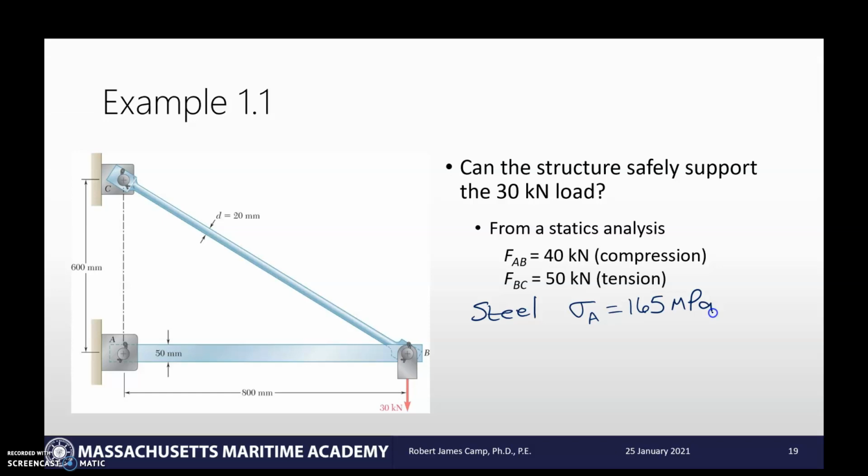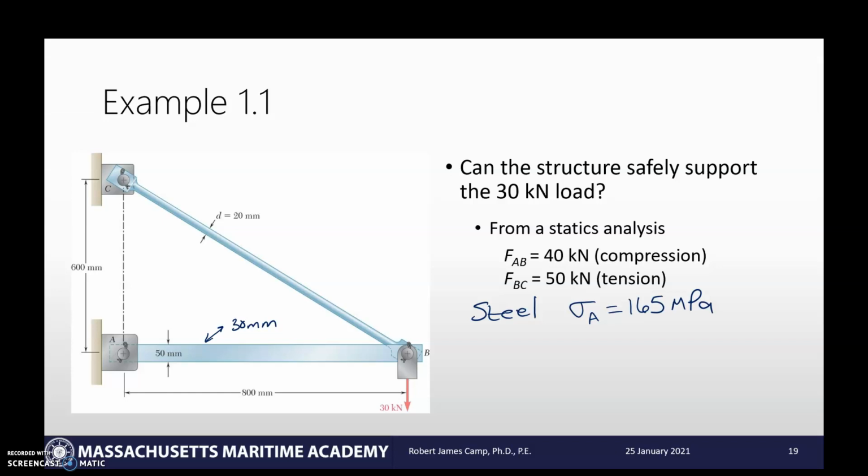Now we have our two members, so we have this 20 millimeter diameter rod, and then we have this bar that's 50 millimeters wide, and let's say that it is 30 millimeters depth-wise into the board. So it's got a cross-sectional area of 50 millimeters by 30 millimeters.